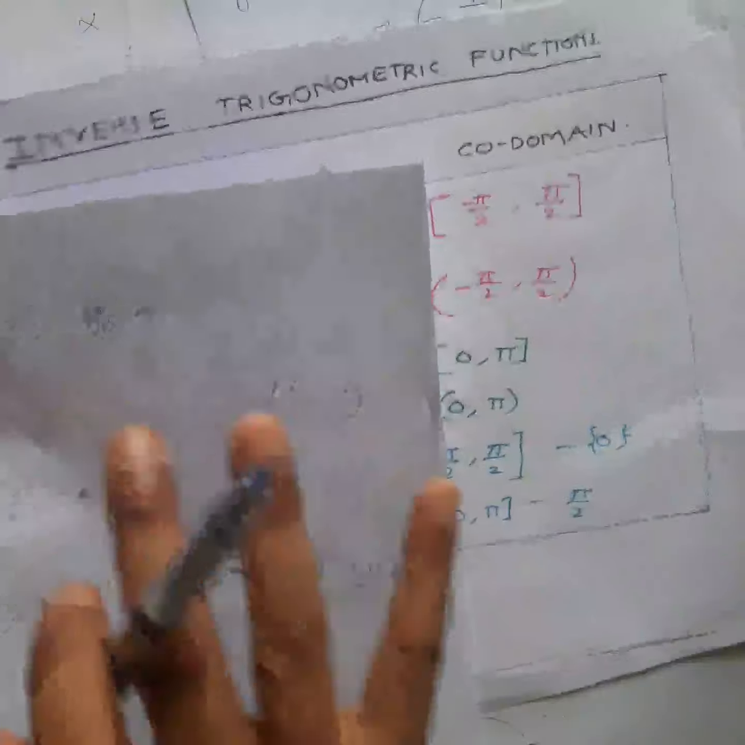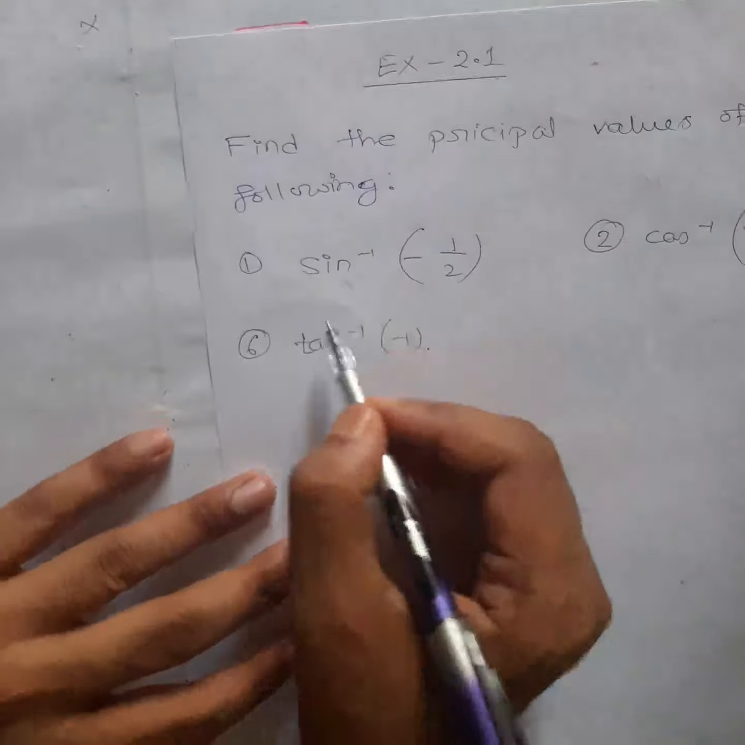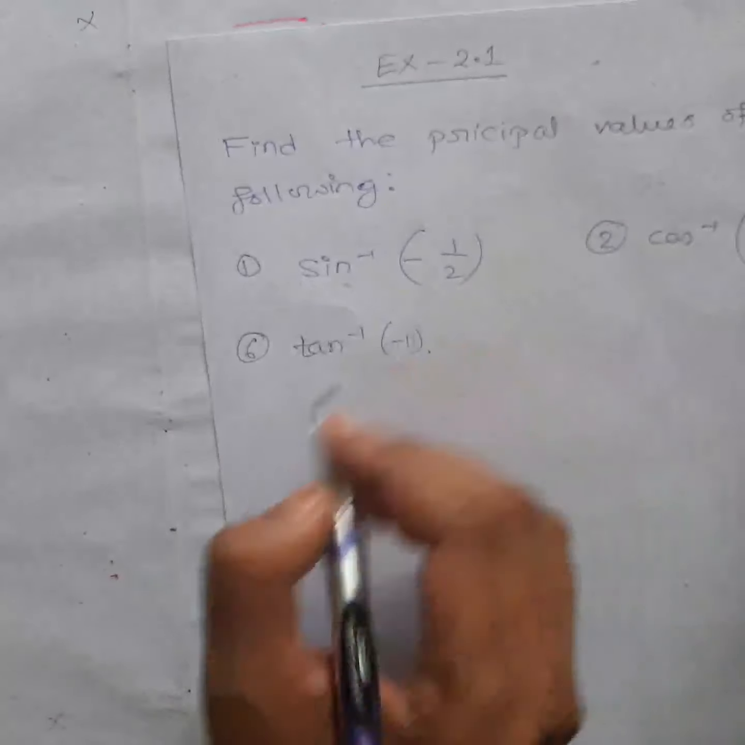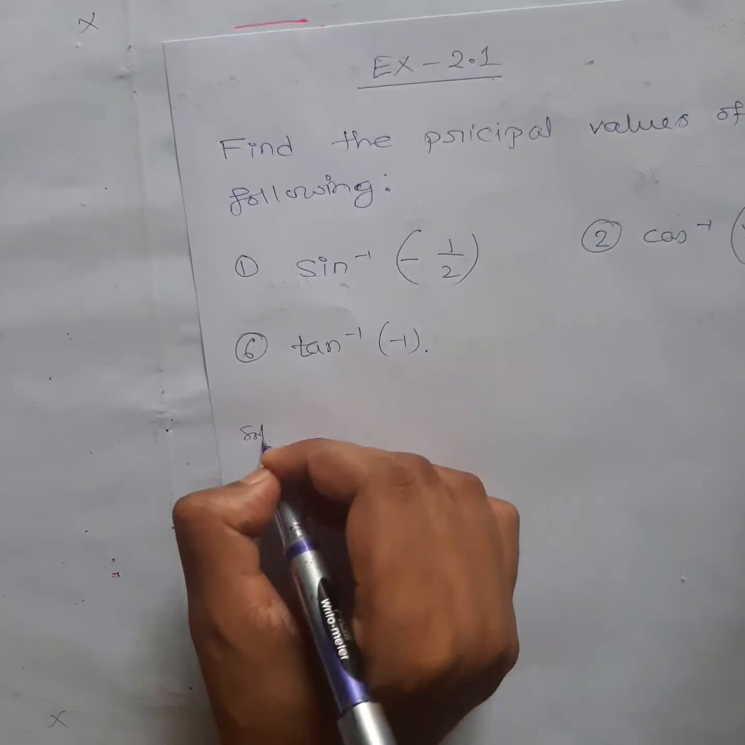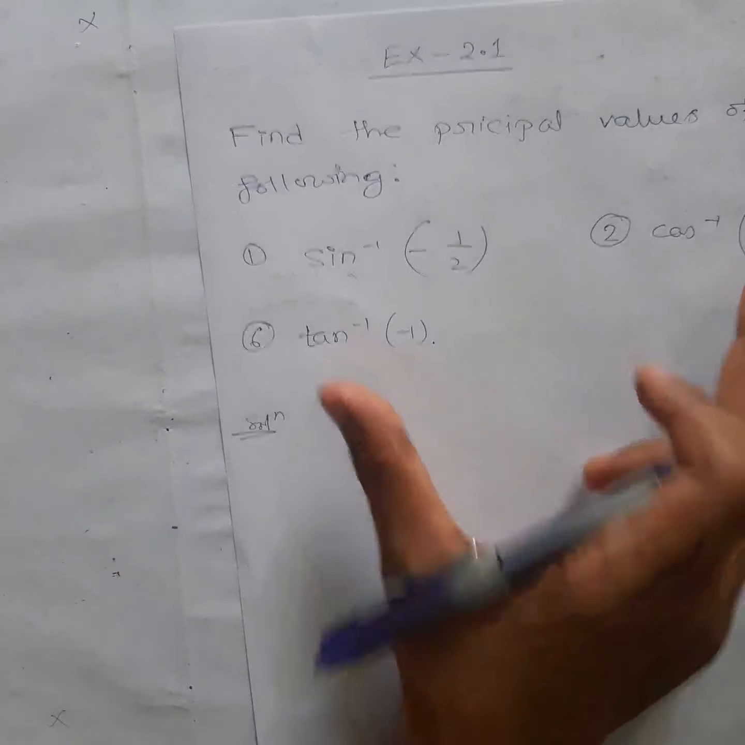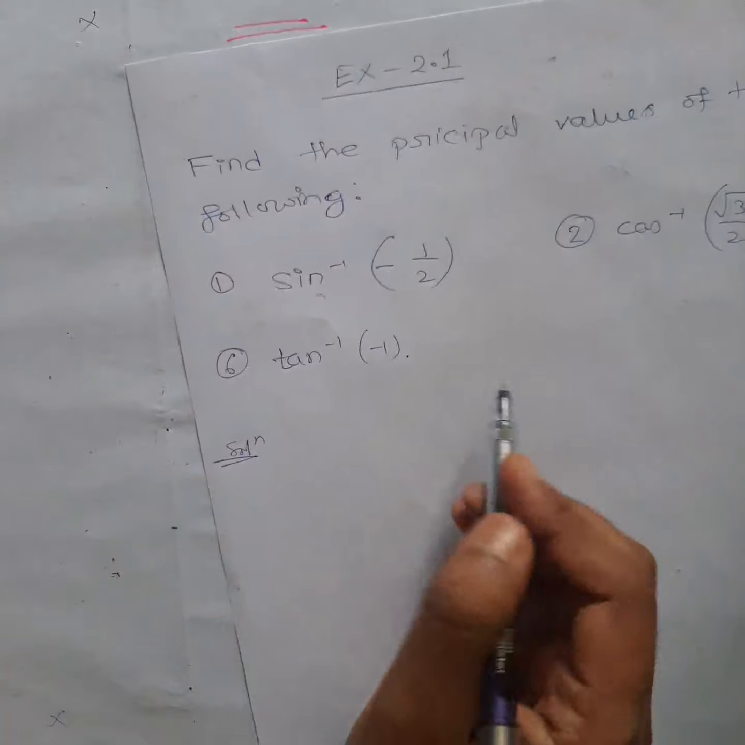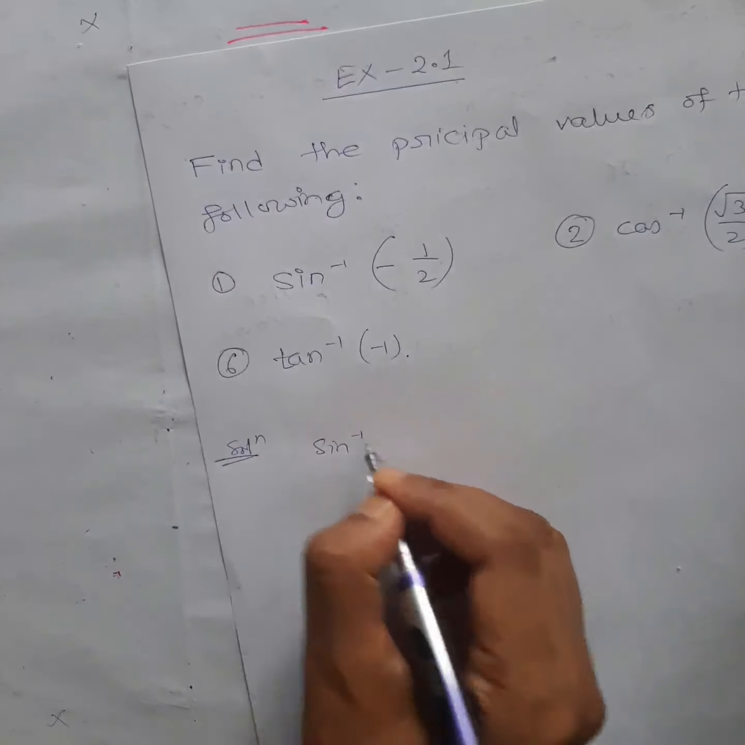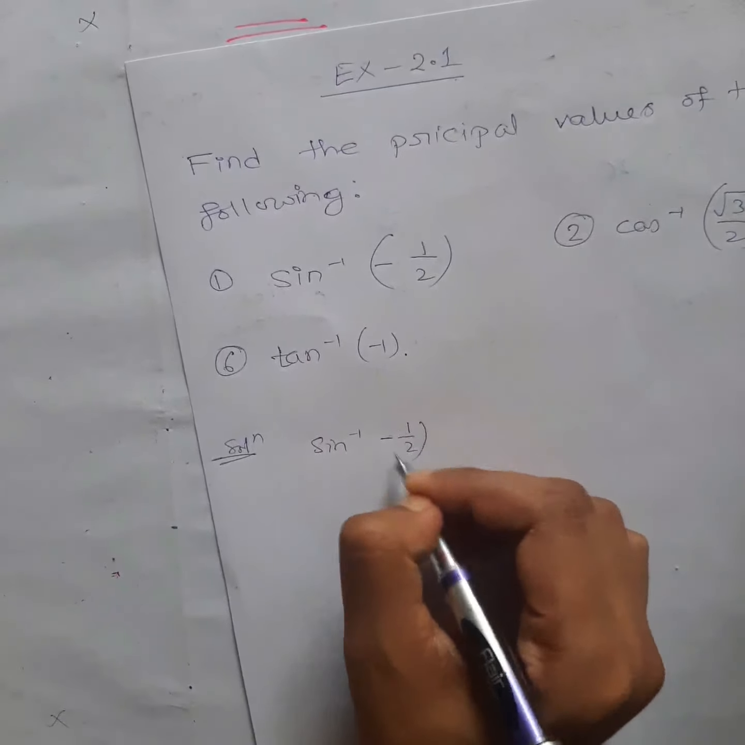Okay, so let's start the exercise. Whatever I have explained, I will explain again in the exercise also. So see carefully here. Your exercise 2.1 question number 1. I will do only some questions from the first part, because all questions are similar and the exercise is very easy here. So sine inverse minus 1 by 2.